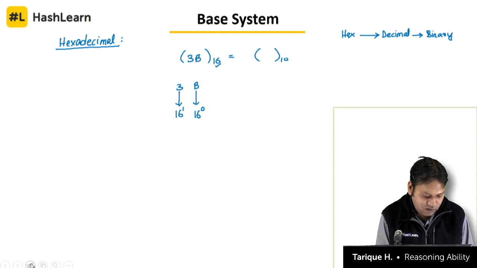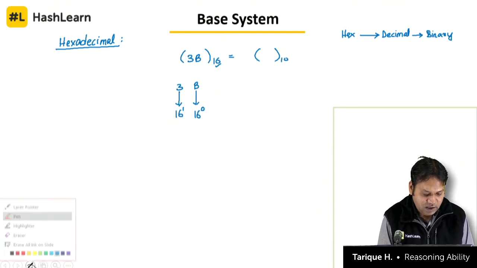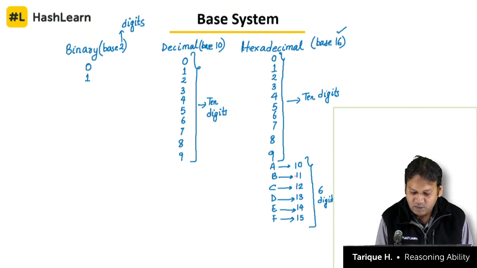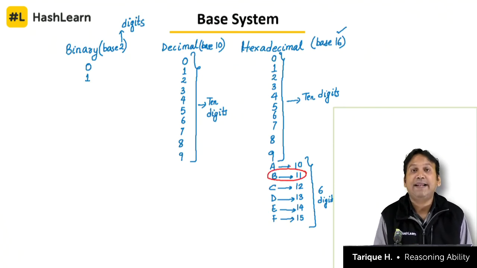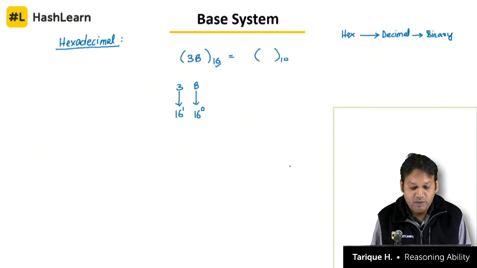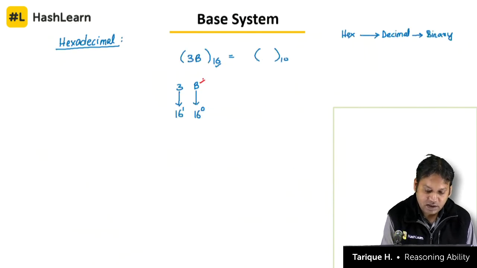But what do we do with this b? We don't know what b is, right? If you recall the slides that we have done earlier, what was b equal to? B was equal to 11. Okay, b is equal to how much? 11. So the equivalent for b is 11. So this b is nothing but 11.